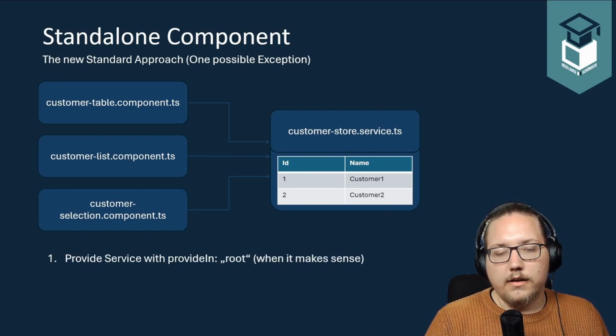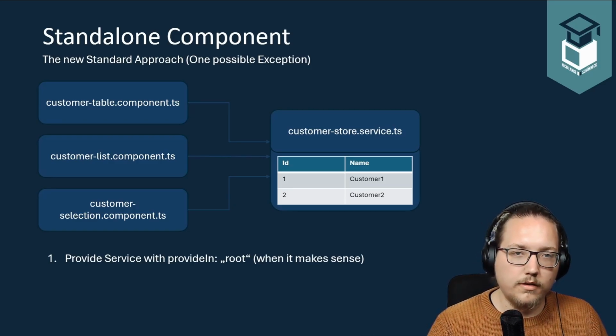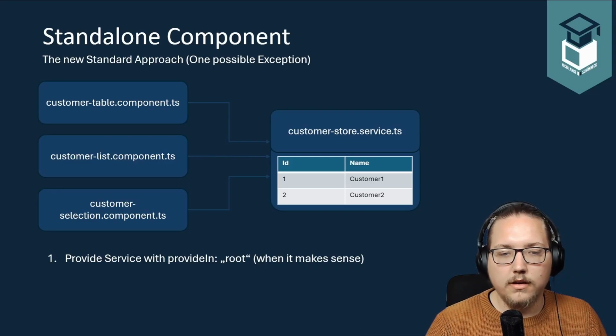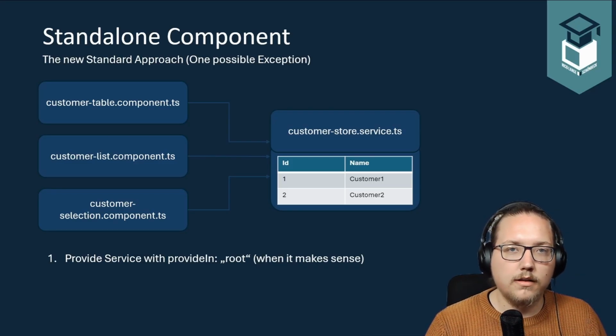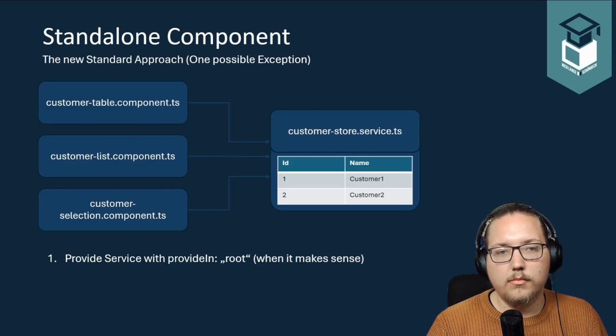First of all, you can define the service provided in root. In the service, in the annotation of the injectable, you can define providedIn root. That's normally the default if you're creating a service. And what that is doing is that it provides one instance of the service, and every component will have the same instance. But if you really want, for example here the custom table component, every time you have this custom table component, it should be an own instance of the service.